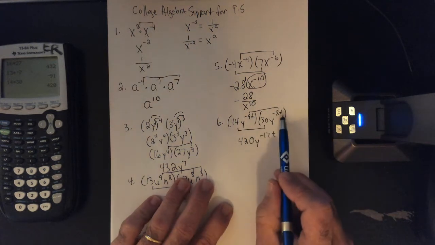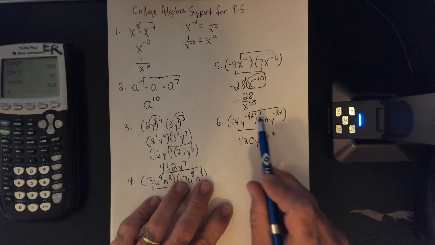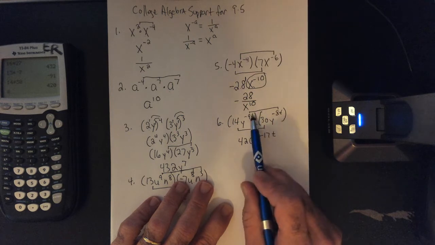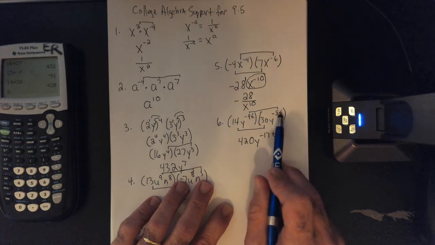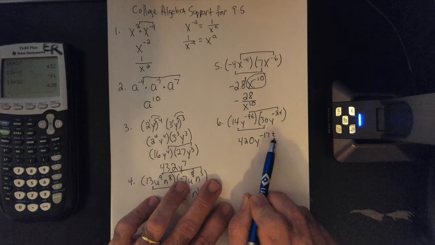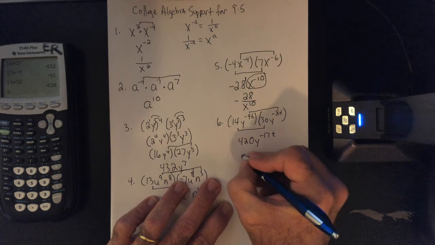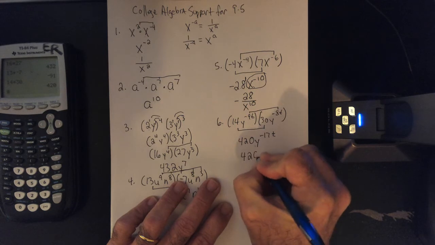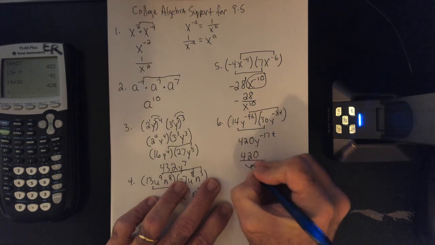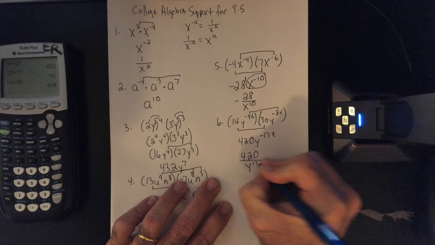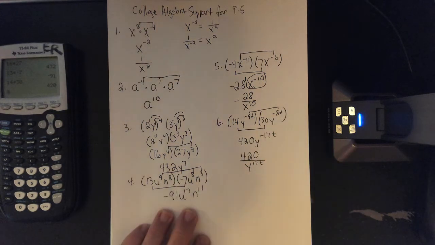Remember, I can't change the t because I'm not multiplying the t. Technically, I'm adding, and when you add like terms, you keep the variable the same. Now, since the y has a negative exponent, I'm going to keep the 420 on top and move the y to the bottom and make that a positive 17t.